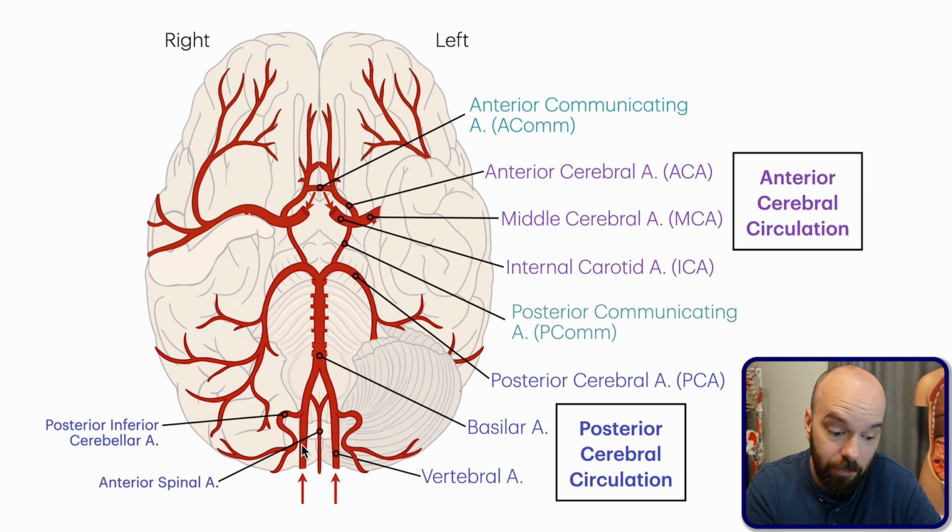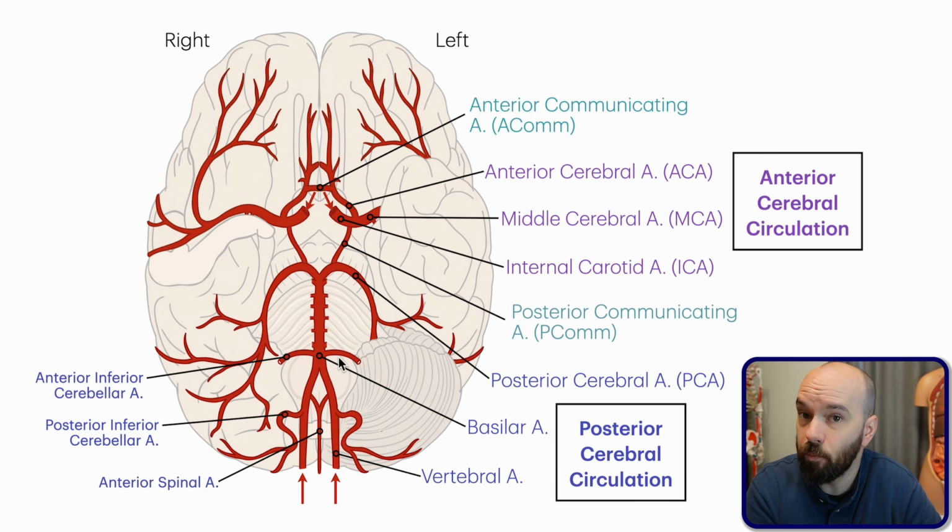You can see that branch is going to branch off of the vertebral arteries on either side. It's going to go posterior and supply this inferior but also posterior part of the cerebellum right here. And then up here, we've got the anterior inferior cerebellar arteries. Notice those don't branch off of the vertebral arteries, but they branch off of the basilar artery. And they're going to go over here, and they're going to supply this, still the inferior side, but more on this anterior part of the inferior side of the cerebellum.